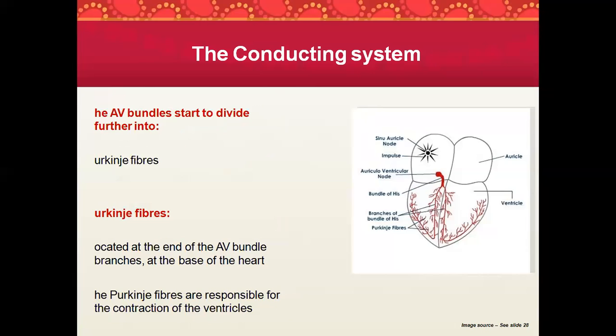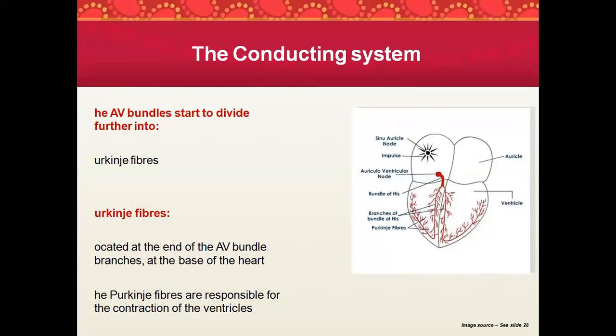Now coming to the AV bundle. The AV bundle starts to divide further into Purkinje fibers. The Purkinje fibers are located at the end of the AV bundle, can you see from the picture? They branch and end at the base of the heart. The Purkinje fibers are responsible for the contraction of your ventricles.